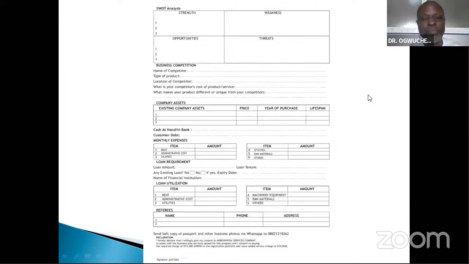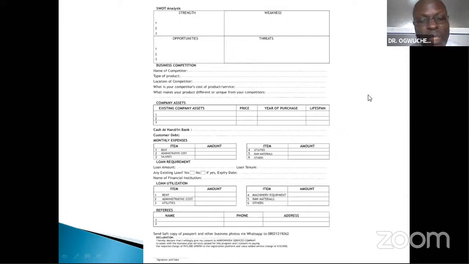Okay? Company assets. Existing company assets. If you already have an existing business, of course, you'll have some assets, because you won't have an existing business without having some company assets. Even if you don't have an existing business with assets, if you have your own personal assets, you can always indicate them as part of the company's assets. Even if you have a car, it's part of the assets that you have, and you'll be able to indicate it. The things that you have in your office that also go into the business activity, you highlight them as part of your existing assets. And you give us the price, the year of purchase, and then their lifespan.